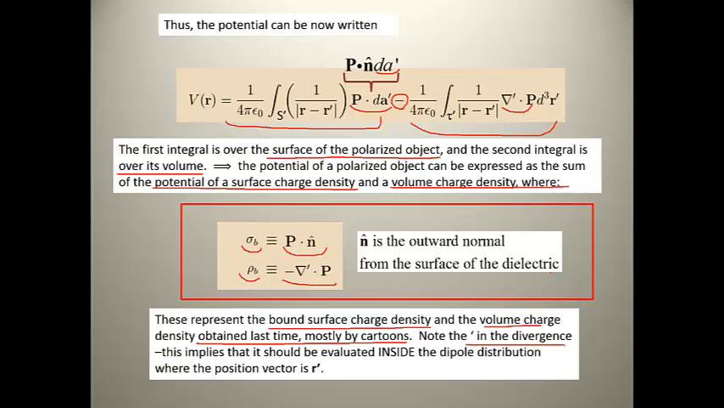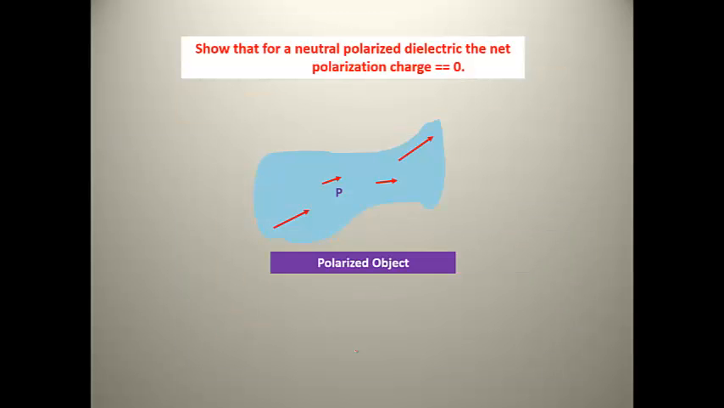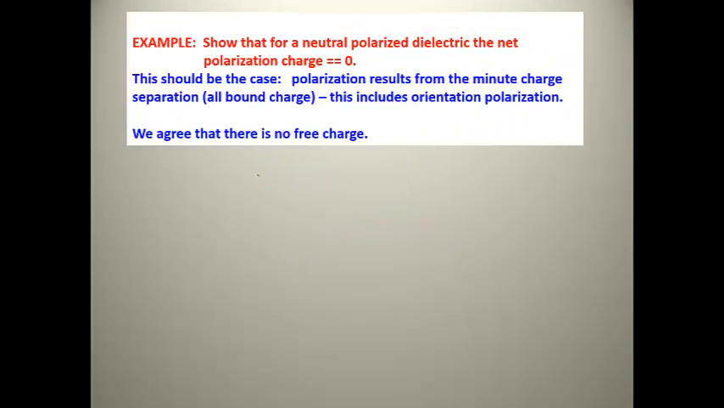The prime in the divergence implies that it should be evaluated inside the dipole distribution, and that's given by the position vector r prime. Well, let's show that for a neutral polarized dielectric, the net polarization charge is equal to 0. So here we have a polarized object, and so we have a bunch of capital P's throughout the material. Well, this should be the case.